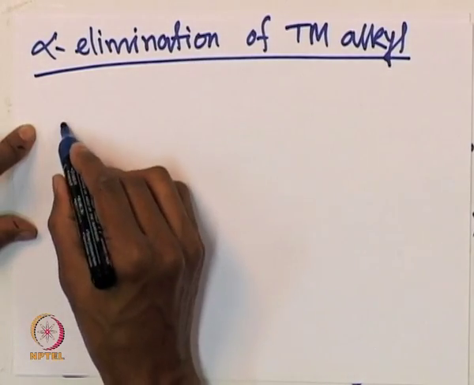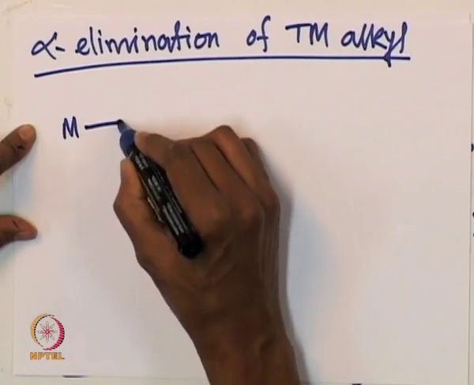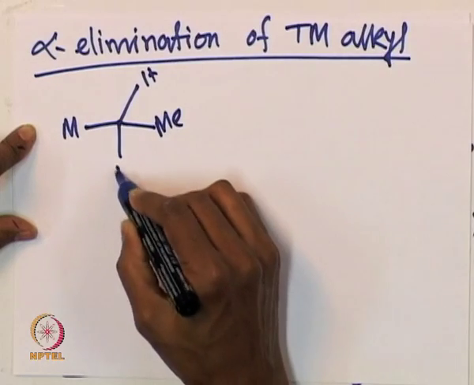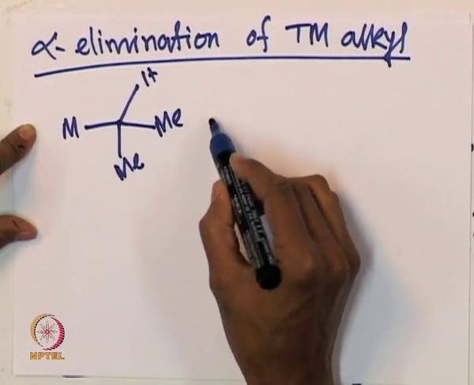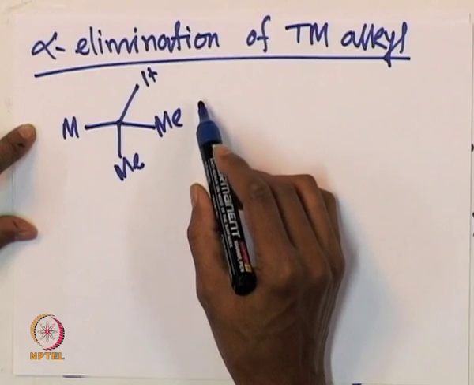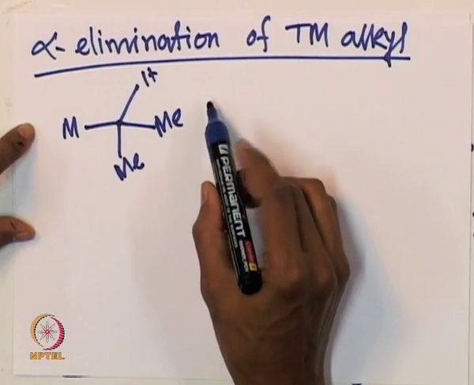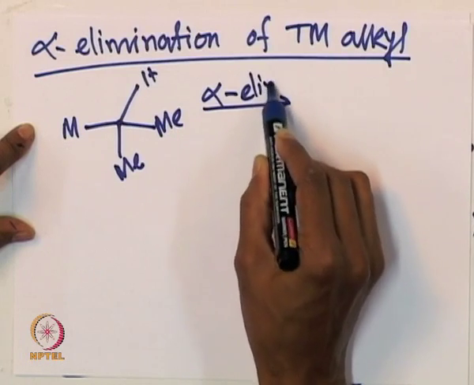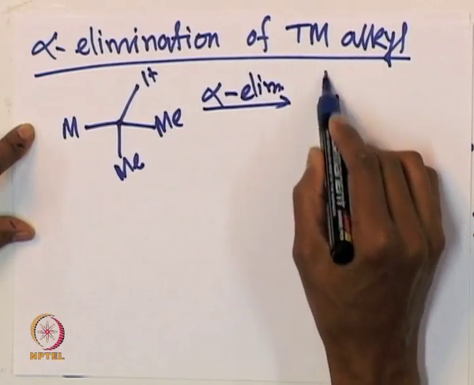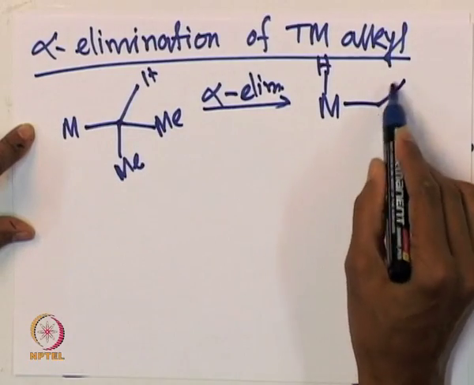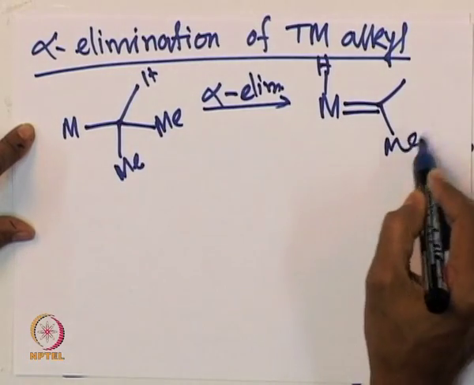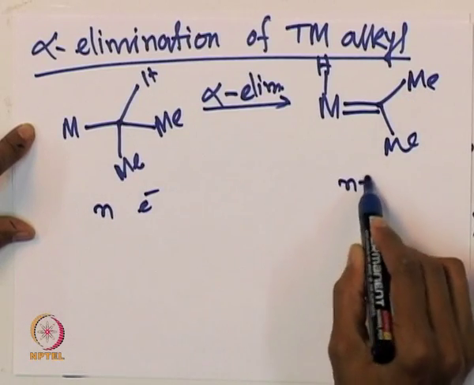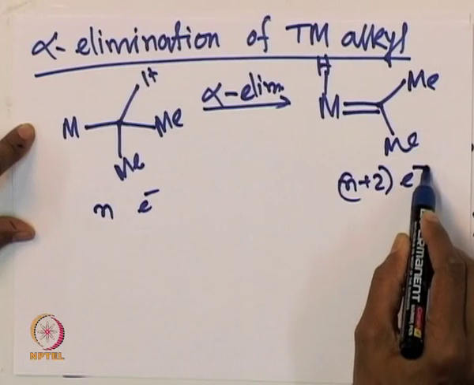Now, in these cases you can have one compound like this, where you have an isopropyl moiety in there, and then these are the transition metal alkyl complex. If it undergoes alpha elimination, you are right that it will give you this complex, that means the carbene complex. Once again, if this is n electron, this should be n plus 2 electron.